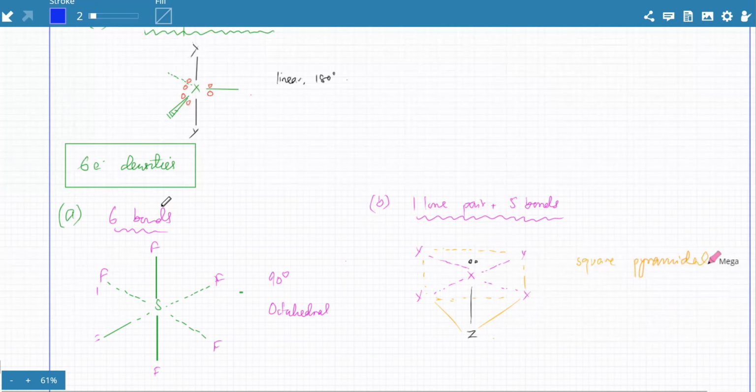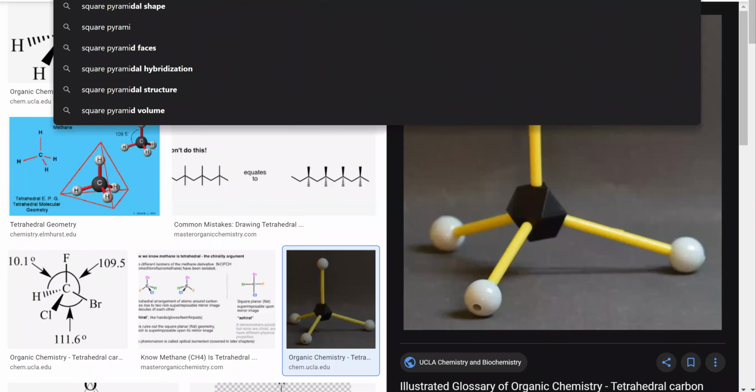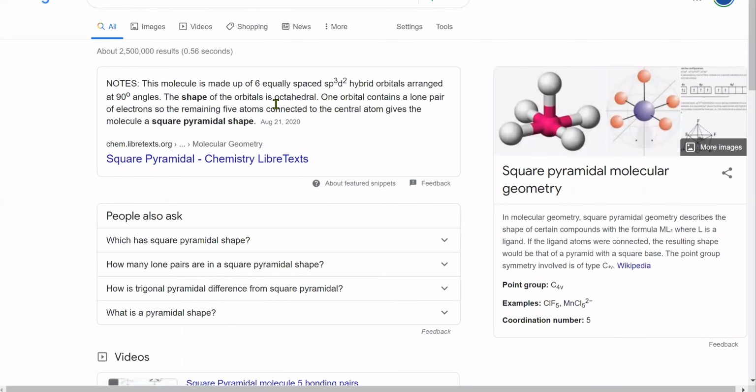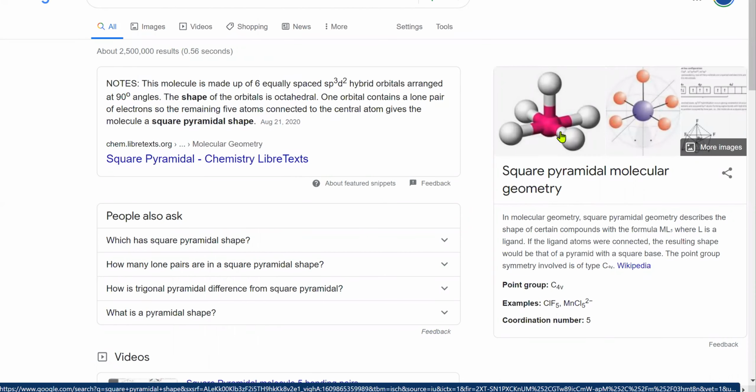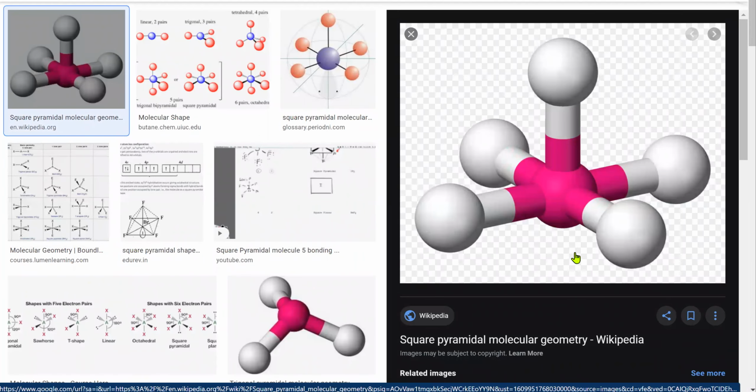Okay, Amal, is this clear? Let me show you how a square pyramidal shape looks. It's going to look like this. There wouldn't be anything at the bottom. The bottom bond is missing. There's going to be a lone pair over there, but that side is missing. So this is like a pyramid with a square base.